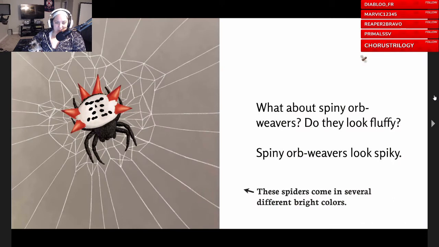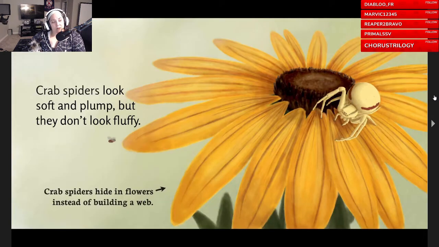What about spiny orb weavers? Do they look fluffy? No. Spiny orb weavers look spiky. These spiders come in several different bright colors. Crab spiders look soft and plump, but they don't look fluffy. Crab spiders hide in flowers instead of building a web.